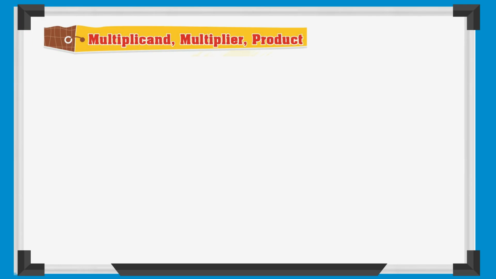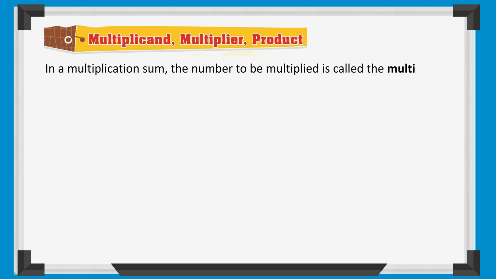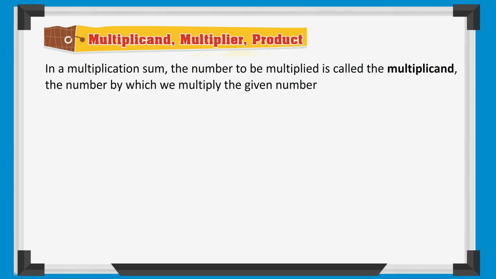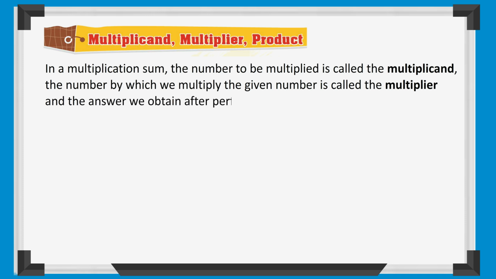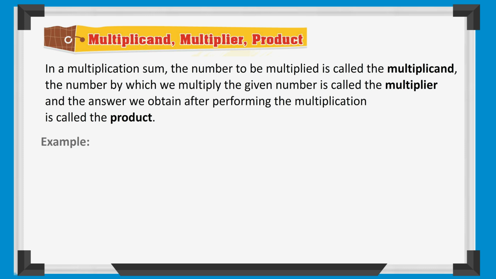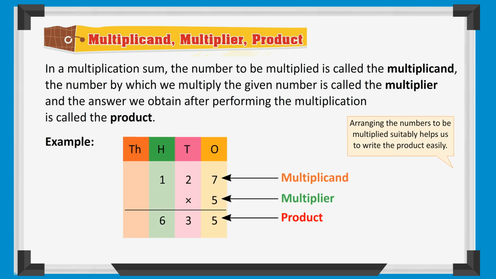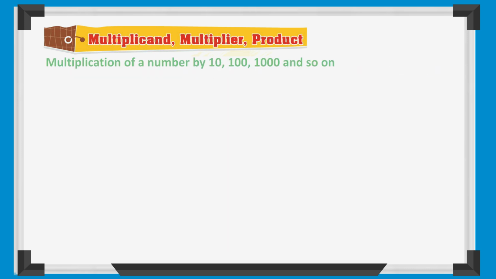Multiplicand, multiplier, product. In a multiplication sum, the number to be multiplied is called the multiplicand. The number by which we multiply the given number is called the multiplier. And the answer we obtain after performing the multiplication is called the product. Example: arranging the numbers to be multiplied suitably helps us to write the product easily.